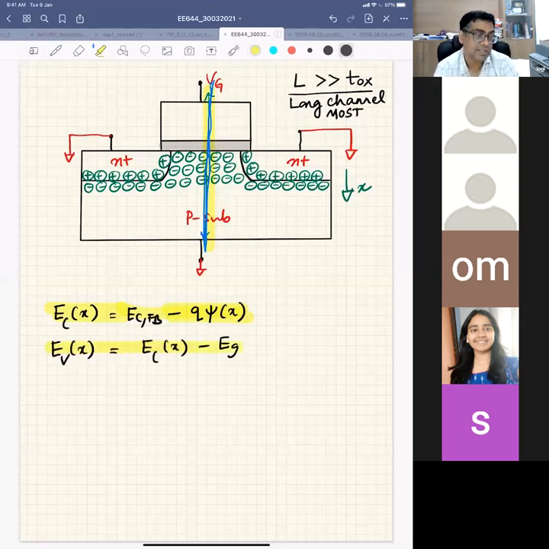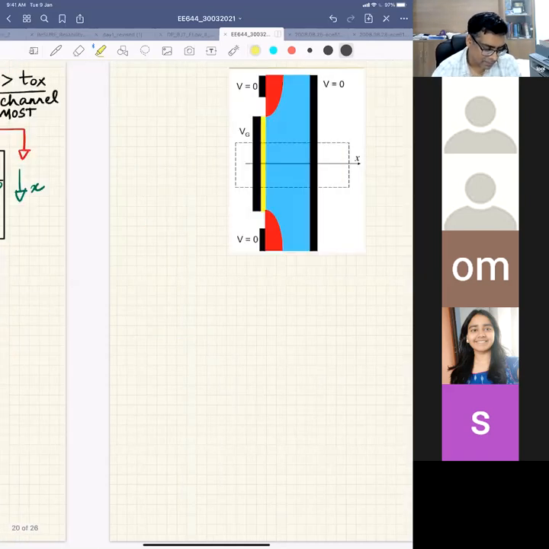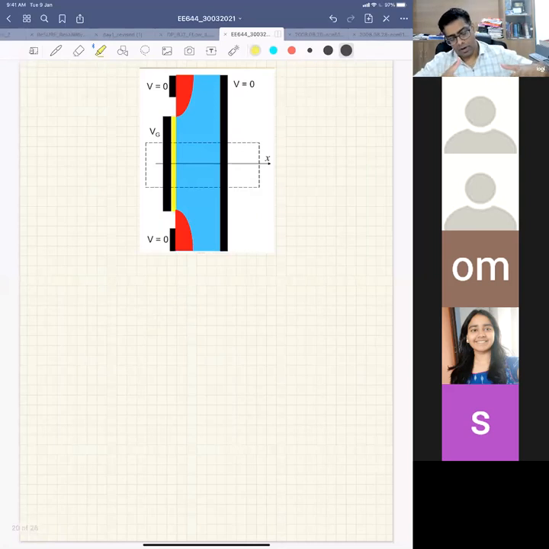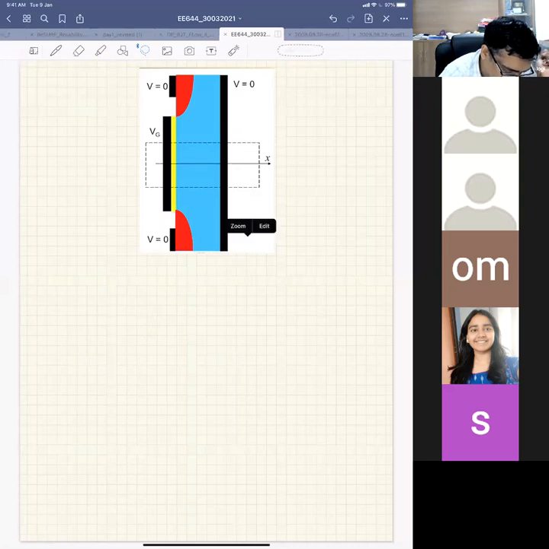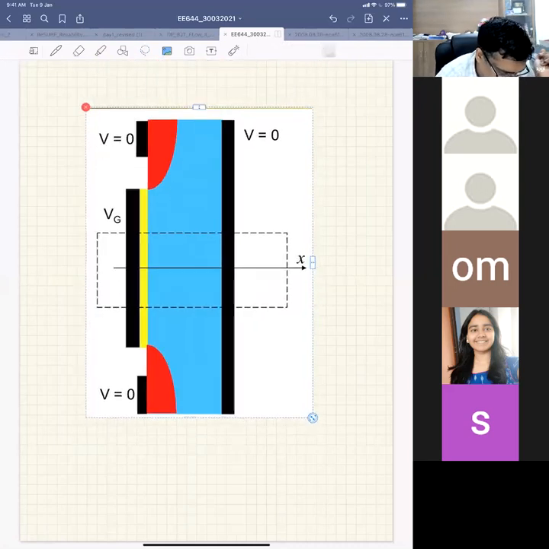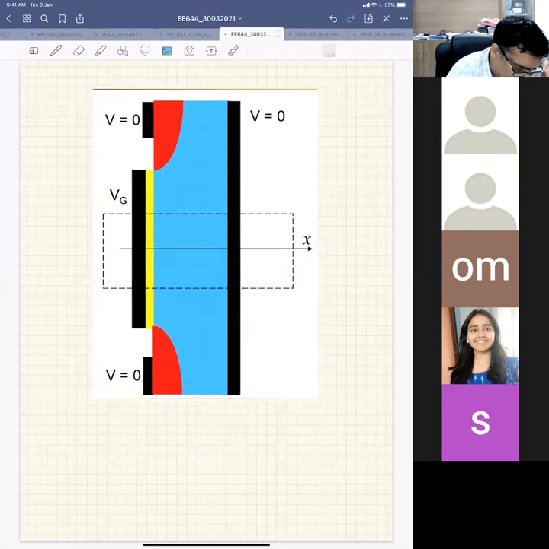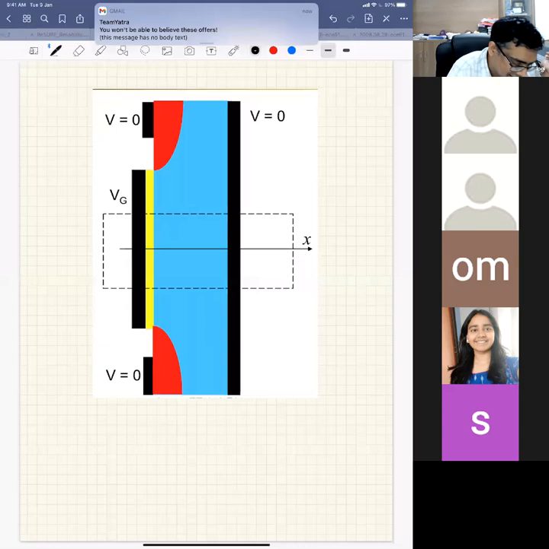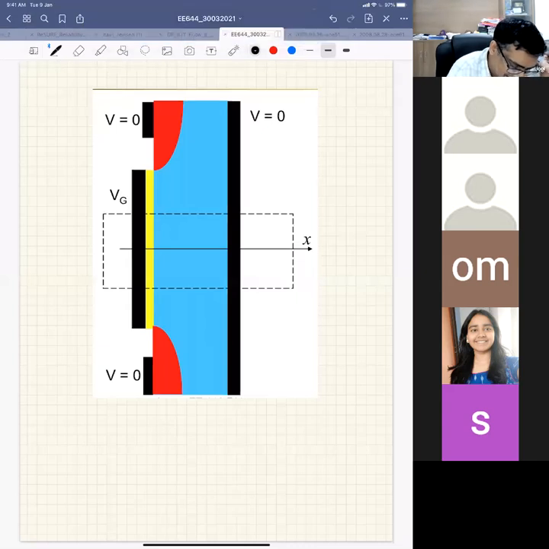Because EV is nothing but EC minus EG, right? Okay. So when I plot the energy band diagram, basically in the MOS transistor I could plot the energy band diagram looking from the gate to the substrate. So this direction is my x direction, right?